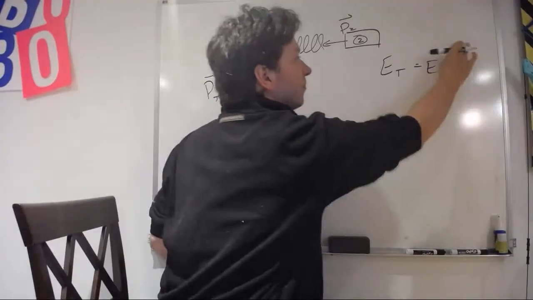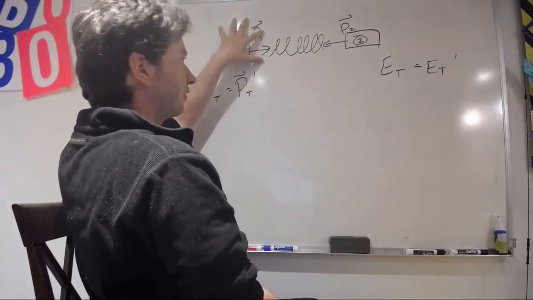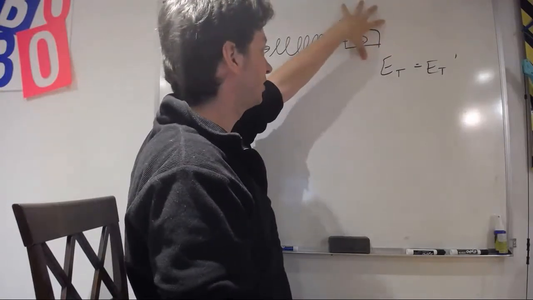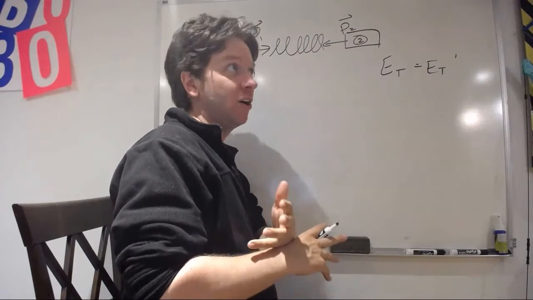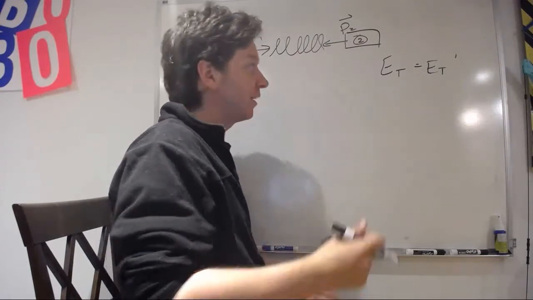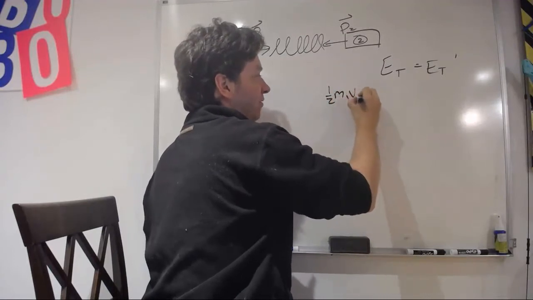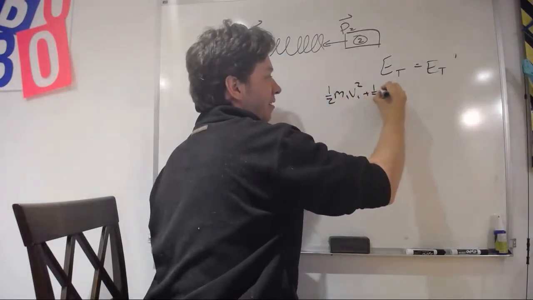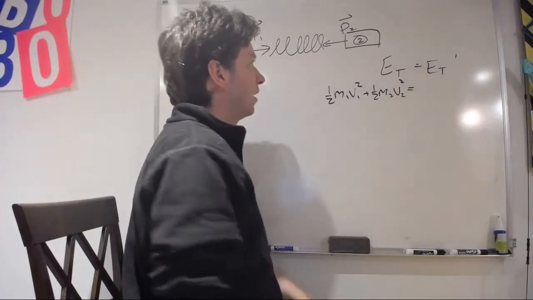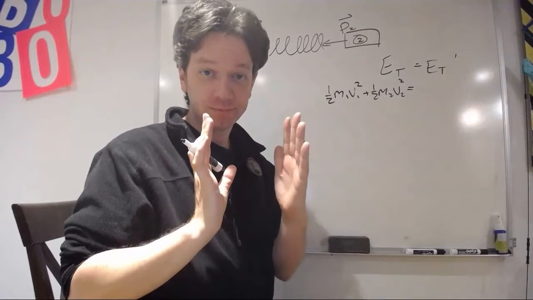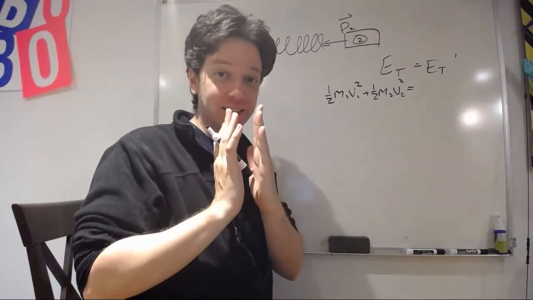Okay. So before the collision, we have kinetic energy of cart 1, kinetic energy of cart 2. They're going in opposite directions, but for kinetic energies, they're scalars. We don't care what direction they're going in. So I'll just say this is a half m1 v1 squared plus a half m2 v2 squared. And that's it. Then they collide, right? And that spring gets compressed.